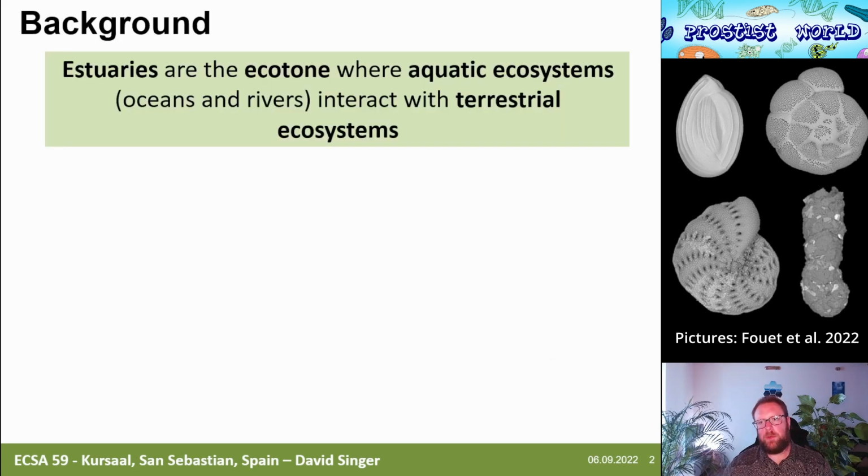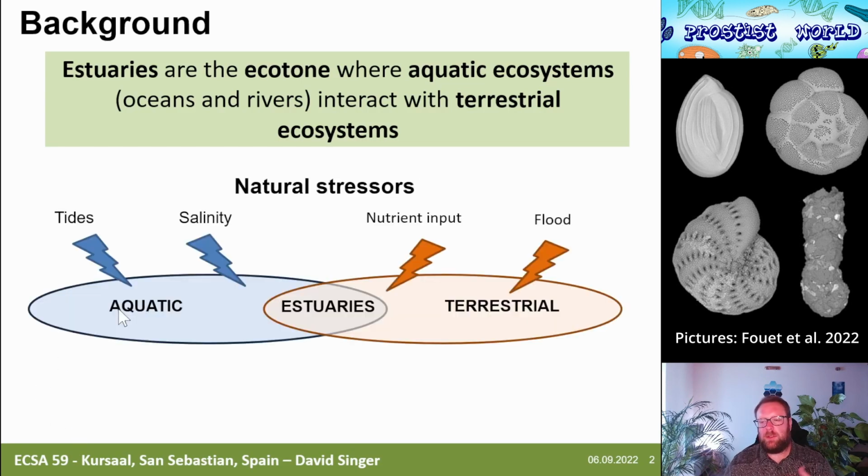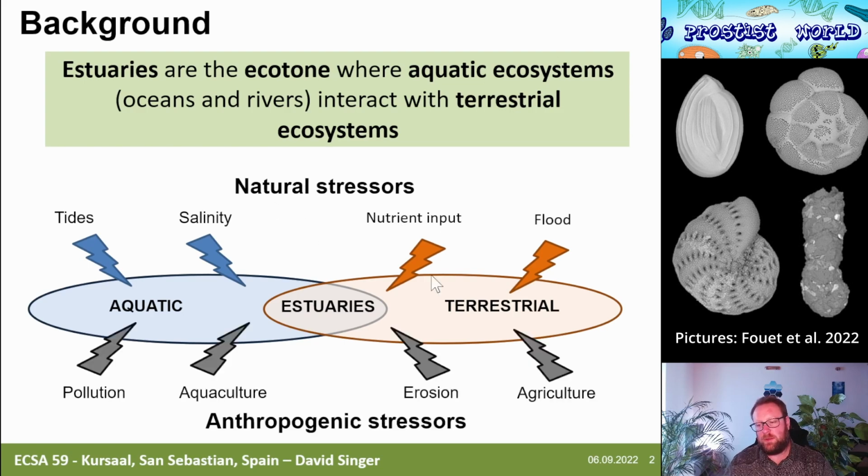So, just a few words about the background. Estuaries are the ecotone where aquatic ecosystems, the ocean and rivers, interact with terrestrial ecosystem. We can see that there is a lot of natural stressors from the aquatic part, the tides and salinity, but also from the terrestrial part, from the nutrient input and flood. And in addition to this natural stressor, you will get some anthropogenic stressors, that is the pollution, aquaculture, erosion, and agricultures. And what we expect with biomonitoring is to monitor this anthropogenic stress.